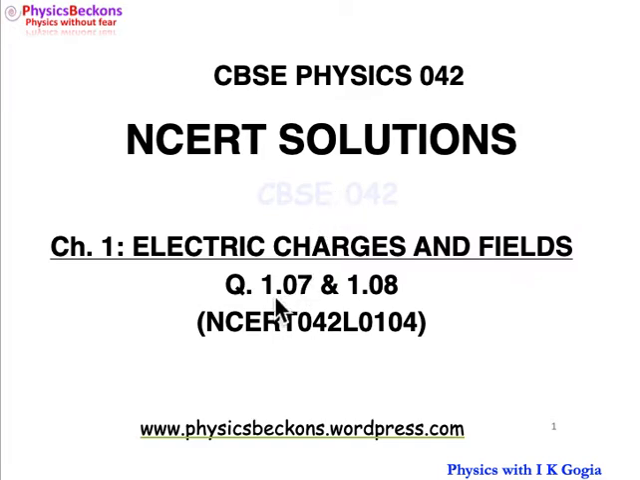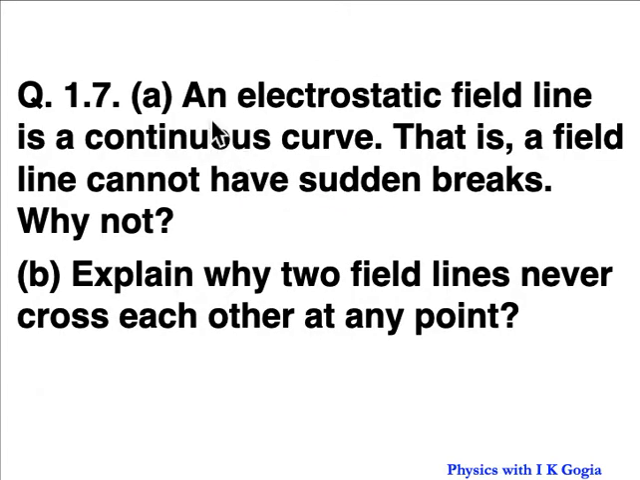Here we will be discussing the solutions to question number 7 and question number 8 of chapter 1 of NCERT Physics book. The question number 7 is: an electrostatic field line is a continuous curve, that is, a field line cannot have sudden breaks. Why not? And you have to explain why two field lines never cross each other at any point.